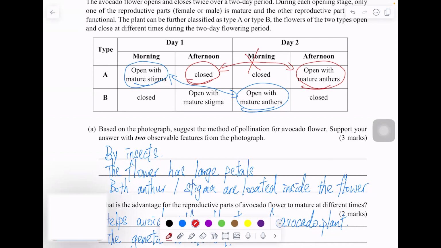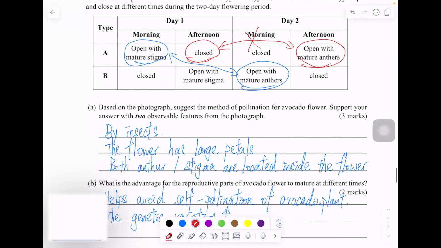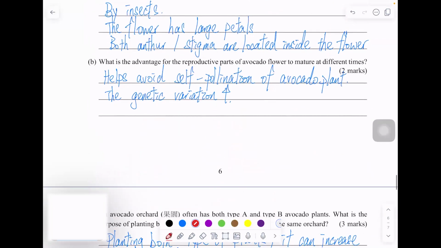So in this case, this can reduce or minimize the self-pollination. But by having type A and type B, these two types will have cross-pollination, and this will increase the genetic variation when the mature stigma and also the mature anther open at the same time. So in this case, the flowers can be fertilized and develop into fruit with higher genetic variation. And this would be the remaining answer for part C, okay?